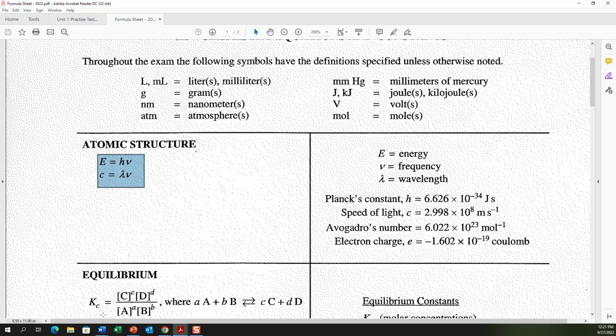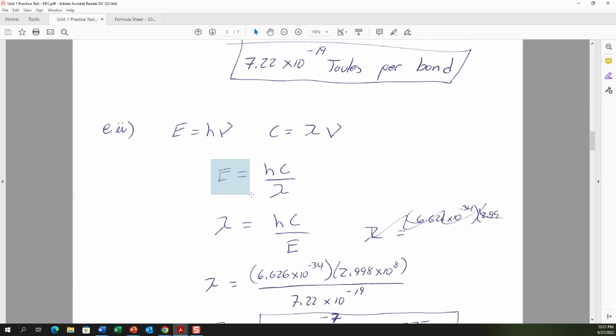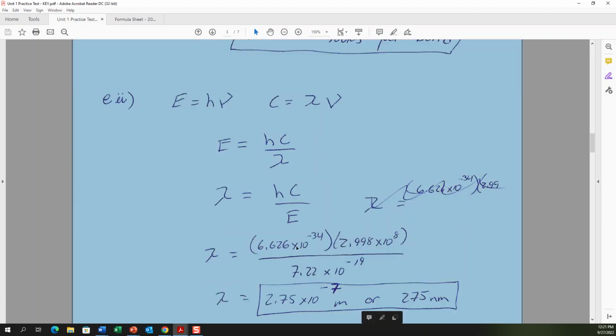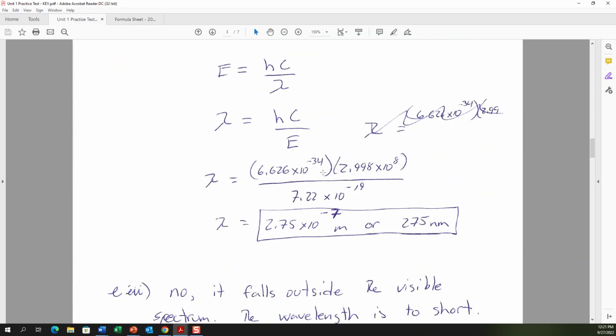Or we could remember our shortcut equation, which is E equals hc over lambda. So if we solve for lambda, which is wavelength, it would be lambda equals hc over E. So plug in Planck's constant, plug in the speed of light, plug in the energy value that we just calculated, and that's going to give us meters.